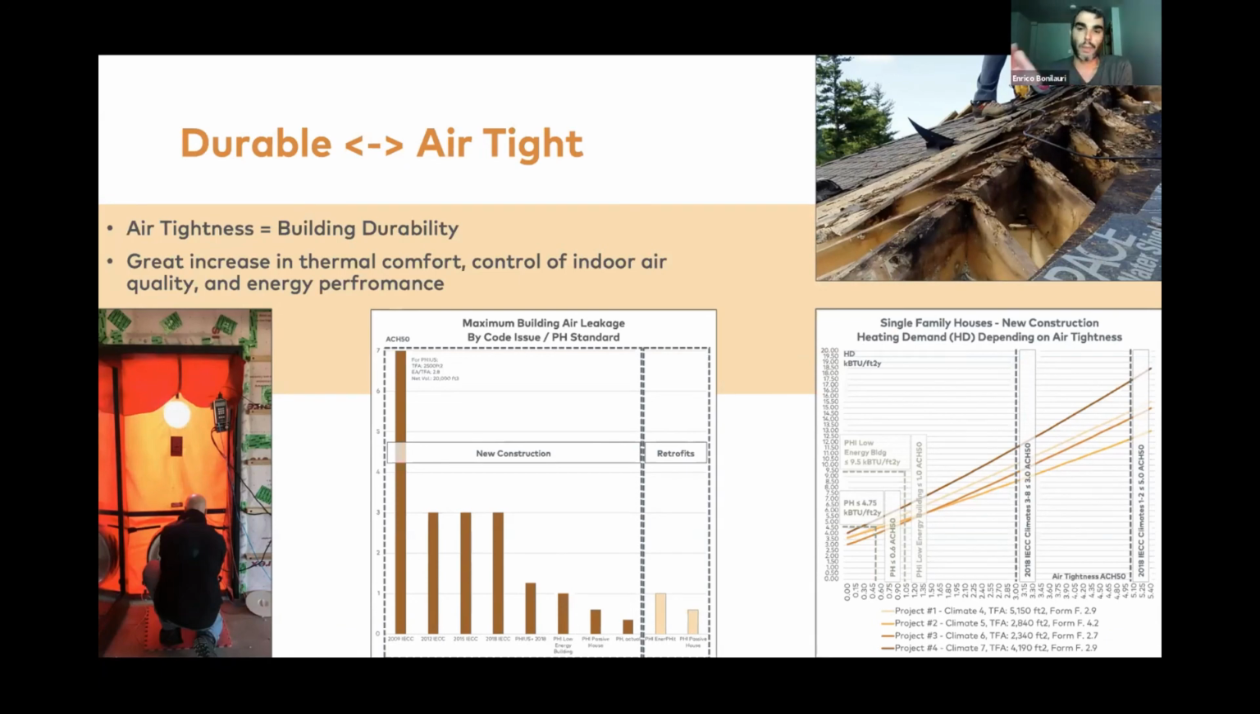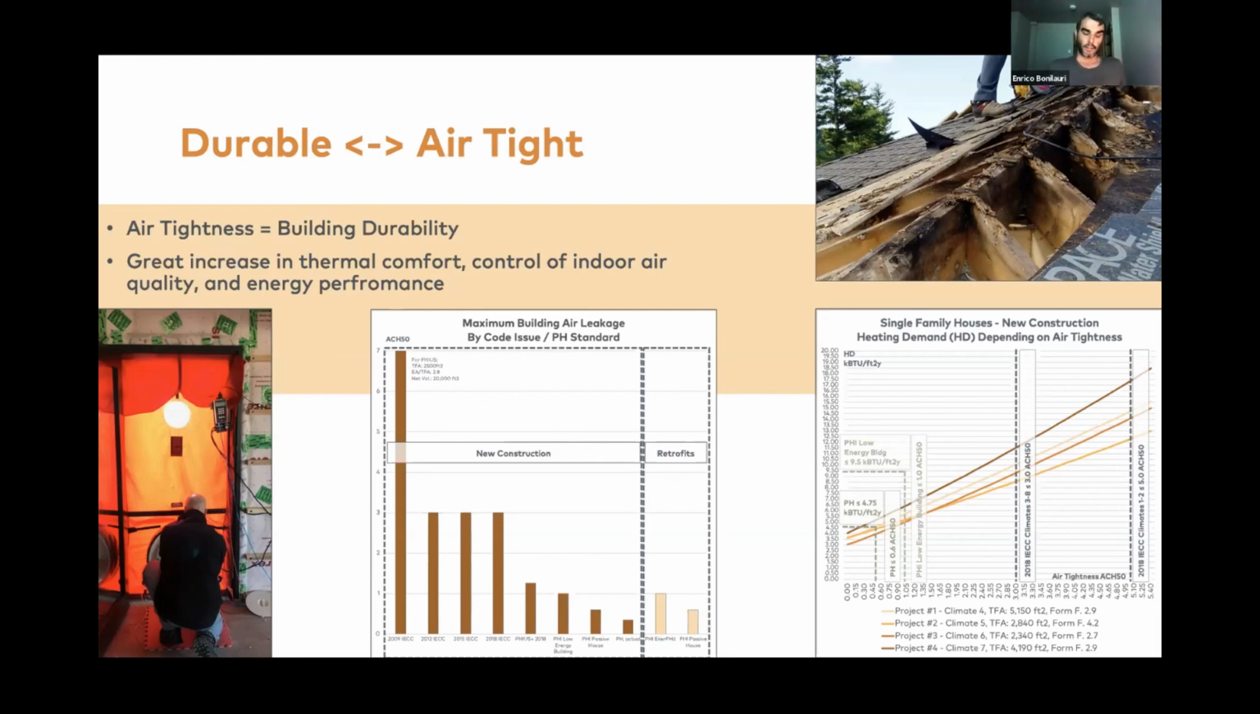So if you go from 3 ACH 50 requirement of the 2018 code to the 0.6 requirement of passive house, then your heating demand is cut in half. That is extremely important if you want to deliver an actually comfortable and efficient building.